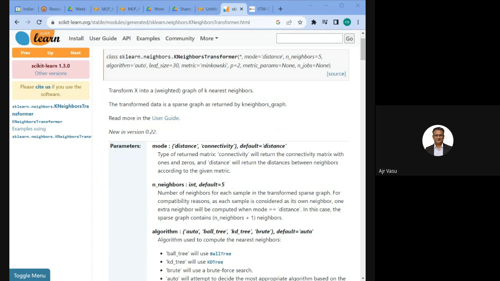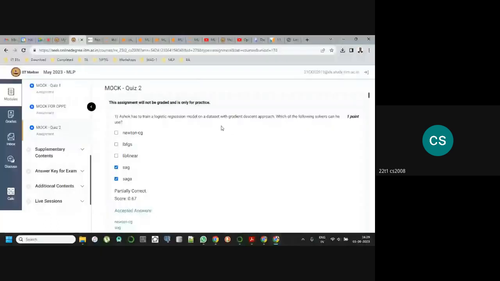Sir, I'm sharing my screen. But the K neighbor classifier and regressor and this neighbor, these three are important. Sir, and with that radius something was also there. Yes, yes, radius neighbors. Yes, I've seen that.